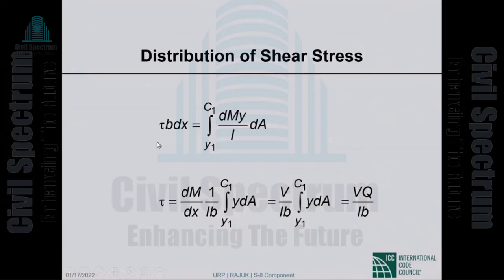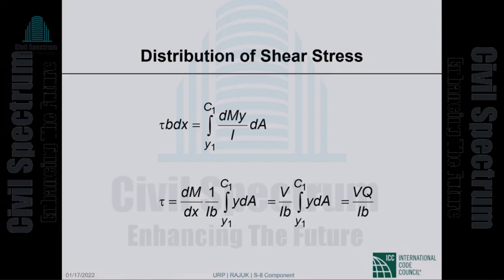That tells you that tau is dM over dx, then 1 over Ib. I is here, b comes from the other side, and then the integral y1 to c1 of y dA. We have taken dM out. dM does not vary with height. So tau is dM over dx times 1 over Ib times this integral. dM over dx is actually shear. Shear is the first differential of the moment.